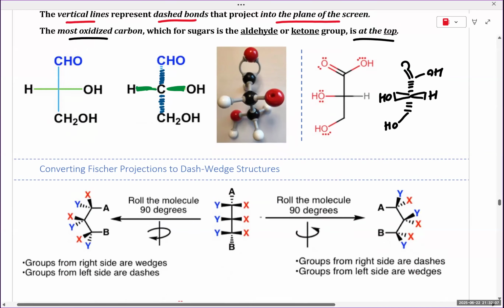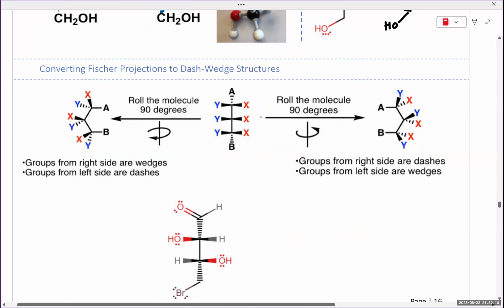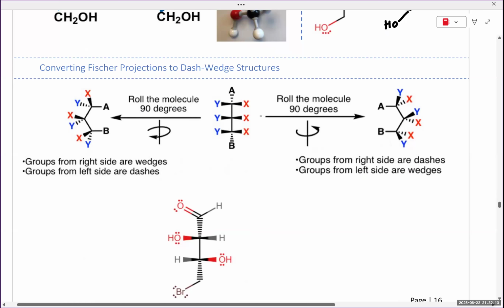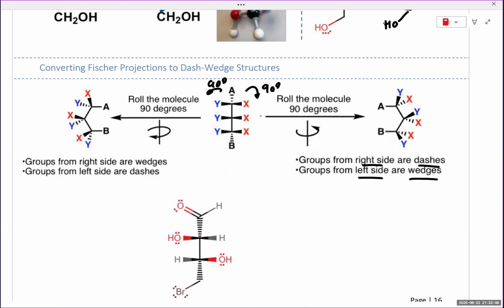So, how do you convert Fischer projections to dash wedge structures? Well, once you've drawn out the Fischer projection in a primitive dash wedge format, what you can do is rotate your molecule 90 degrees to the right or 90 degrees to the left. So let's talk about this first case where we rotate our molecule 90 degrees. In this case, all the groups on the right side are dashed. All groups on the left side are wedged.